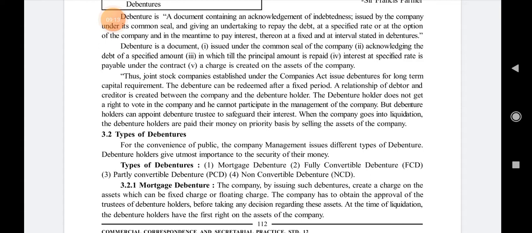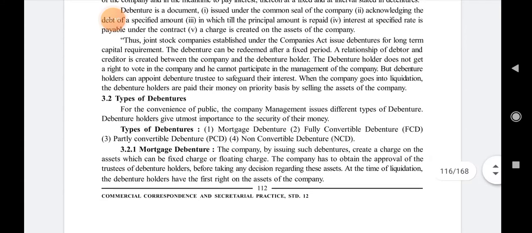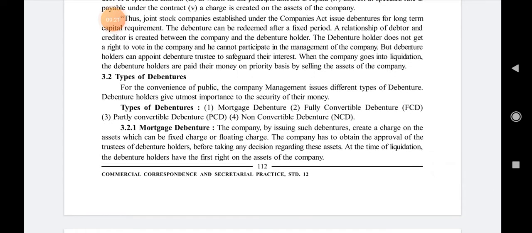When the company goes into liquidation, the debenture holders are paid their money on a priority basis by selling the assets of the company. See, whenever a company goes for liquidation, meaning to wind up the company, at that time the debenture holder is paid first as far as debt is concerned. So at the time of liquidation, first of all the debenture holder should be paid for their allotment as well as the repayment of the amount.